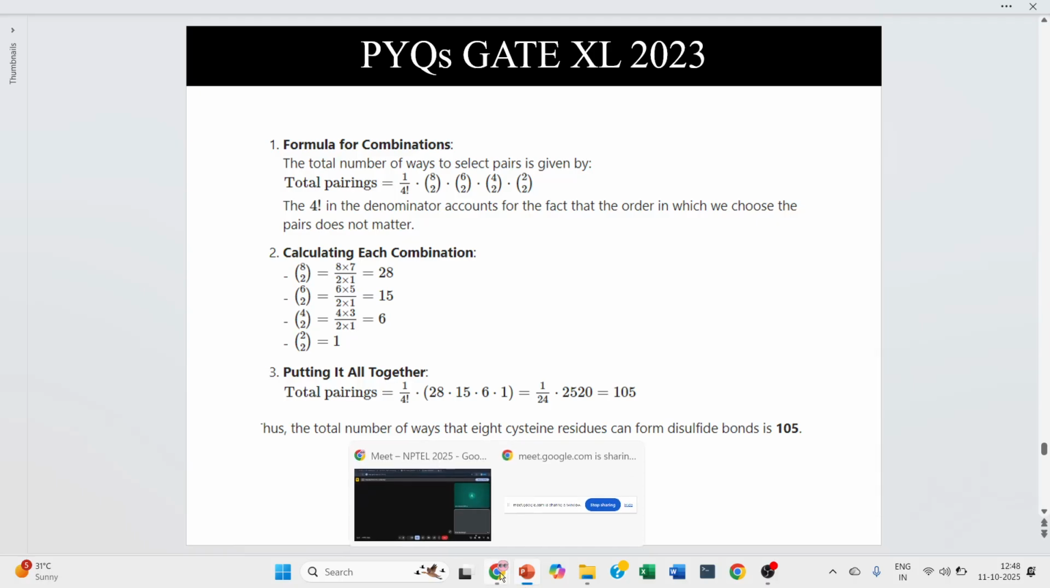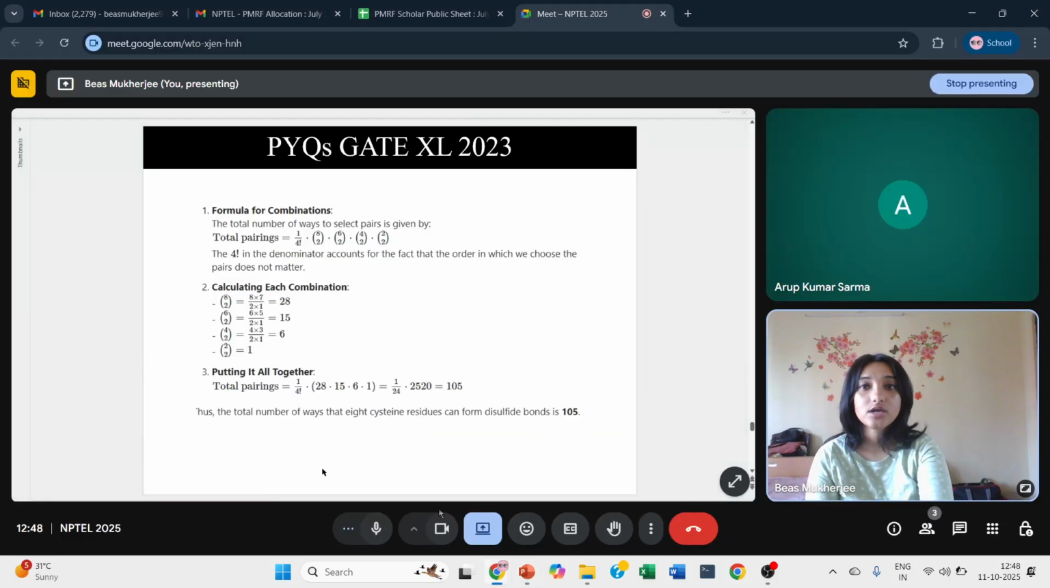So here also the formula for the combination is explained. Total pairing is explained to you. Calculating each combination and putting all of that together, it says that if 8 cysteine residues are there, they can form disulfide bonds in 105 different ways.